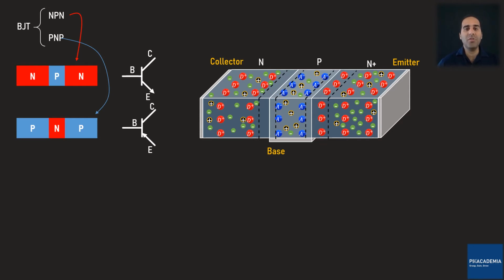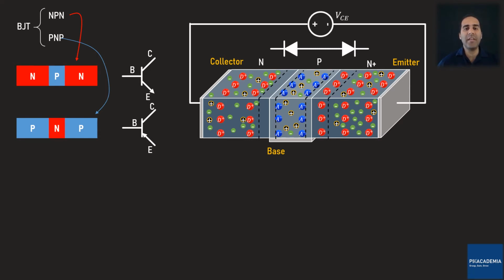Based on the topology of the device, we can consider a BJT as two back-to-back diodes installed in series. Therefore, even if I connect a DC voltage between the collector and emitter, no current can flow. So, if this is the case, how does the device amplify a signal, or how can the device perform switching actions? The trick lies in the base.